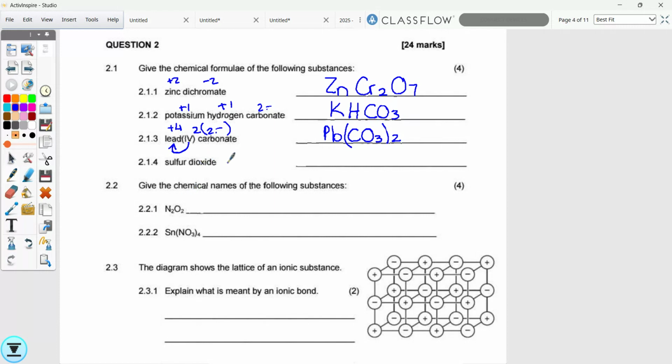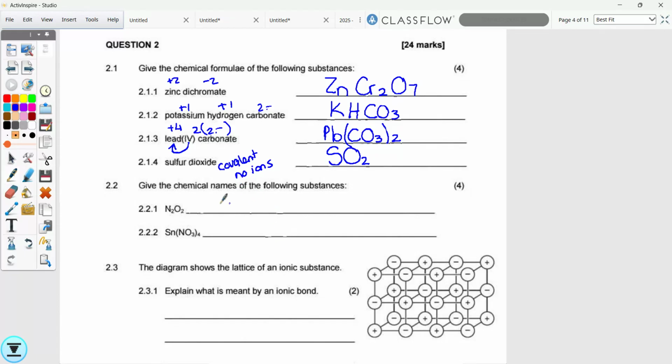Perfect. Sulfur dioxide. So is this an ionic or a covalent substance? Covalent. So here we look at the name. Sulfur is just S, and dioxide means 2, so it's just SO2. If it's a covalent bond, are you going to put pluses or minuses? Whenever it's covalent, please remember there are no ions, so you cannot put a plus and a minus there.